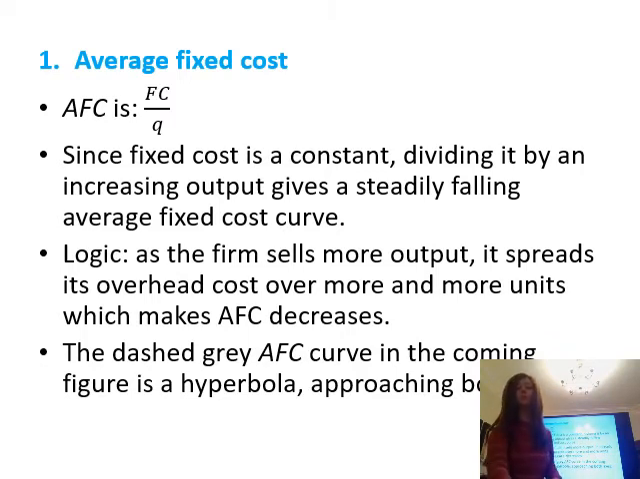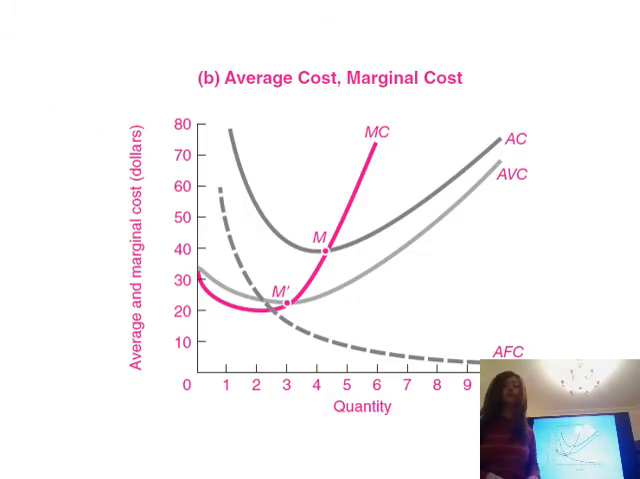So if I would like to see the graphs for the cost curves, what do they look like? We agreed that the average fixed cost is a decreasing curve like this. It is a rectangular hyperbola. It tends to decrease as you increase the units of output produced because you are spreading the overheads over a larger amount of output.